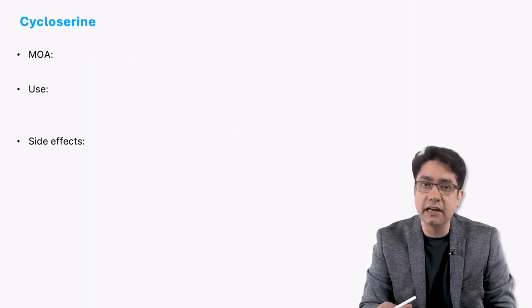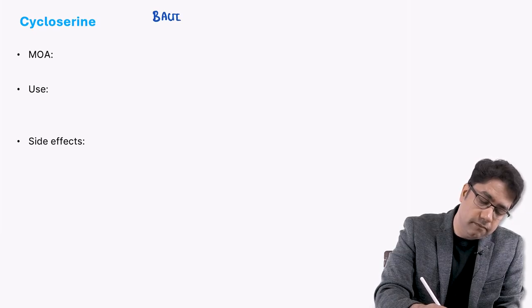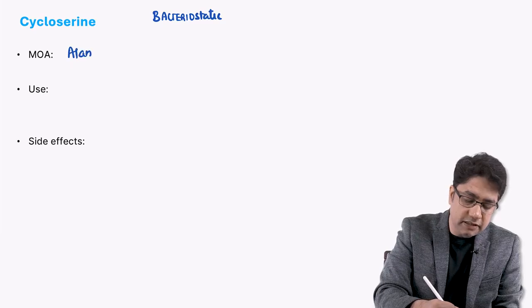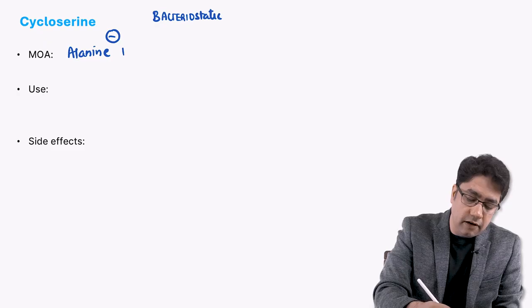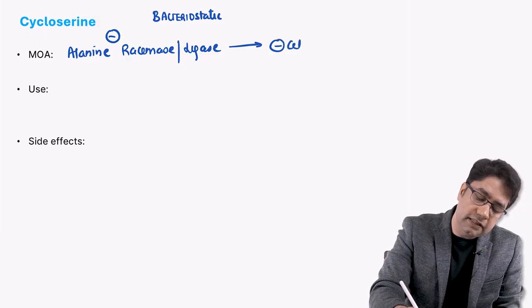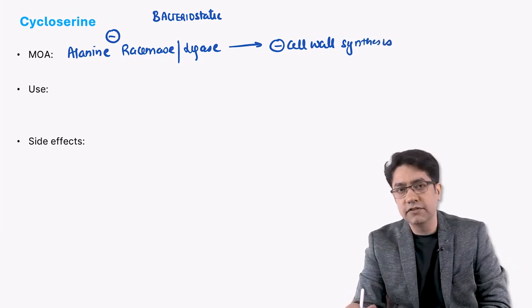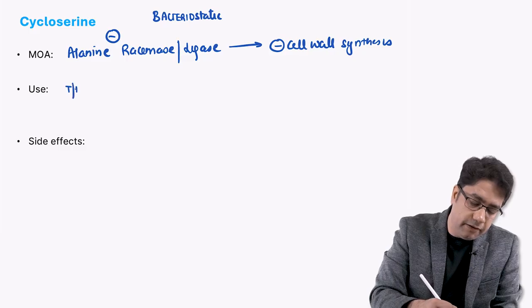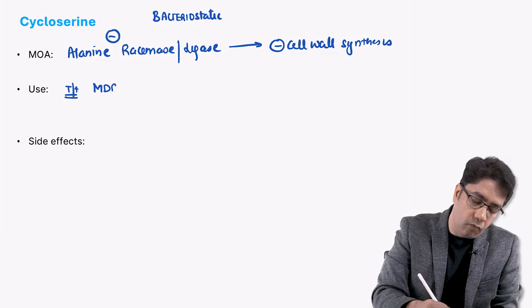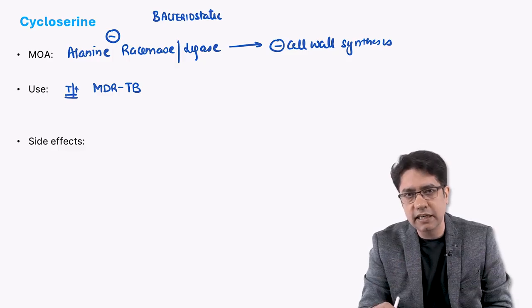So next drug we have is cycloserine. So cycloserine is a bacteriostatic drug. That was an exception. Its mechanism of action we discussed, it inhibits one enzyme, alanine racemase enzyme and alanine ligase enzyme. Because of this reason, it inhibits cell wall synthesis. Now, the only use of cycloserine is it is given in the treatment of MDR-TB. MDR-TB is multi-drug resistant TB, in which we have discussed cycloserine again.